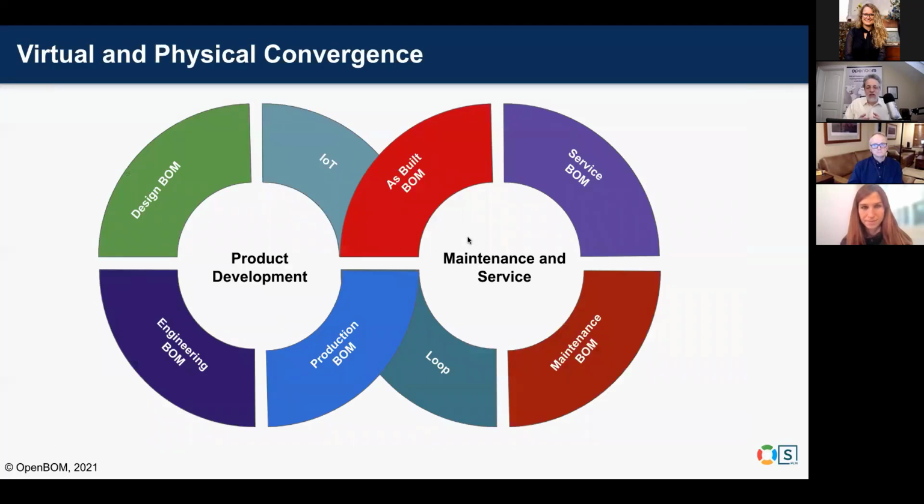I will give you another aspect of a very important convergence that is happening in modern manufacturing and the PLM space: a convergence of virtual and physical spaces.